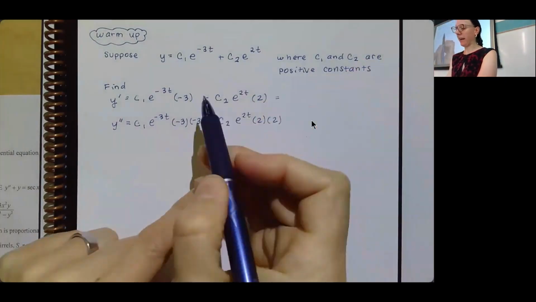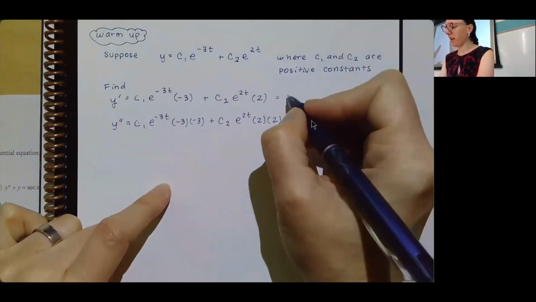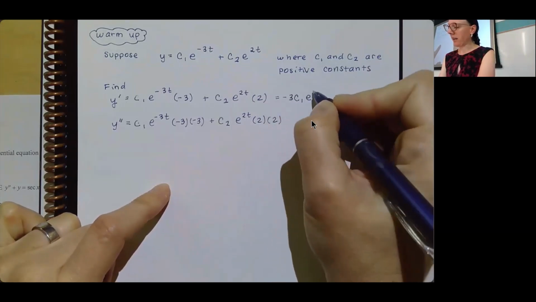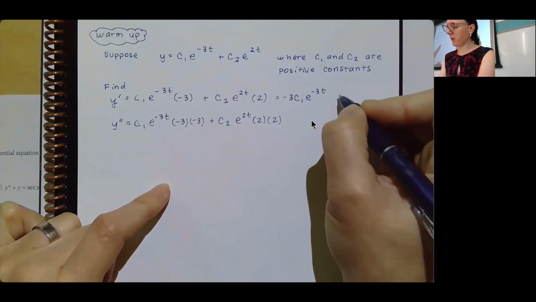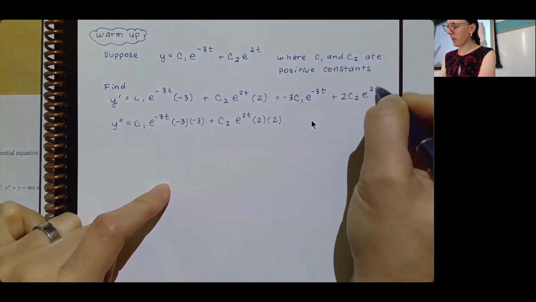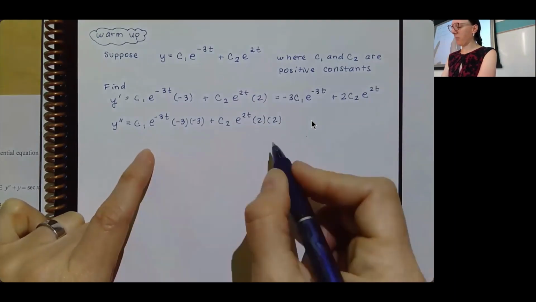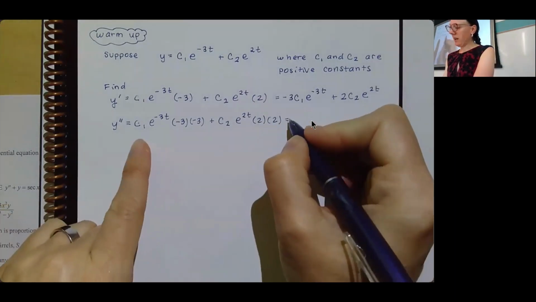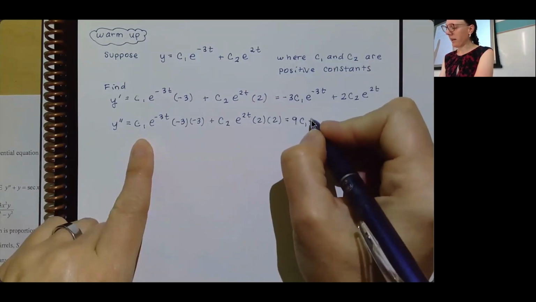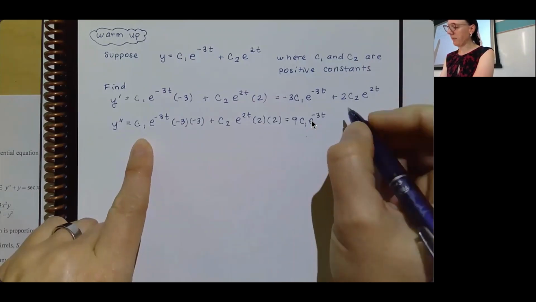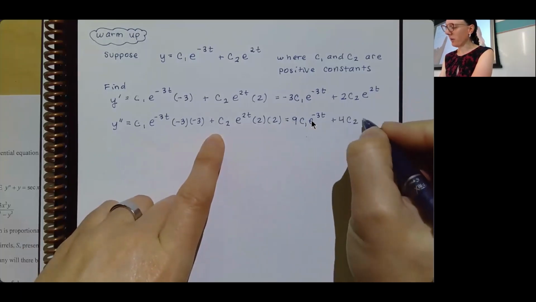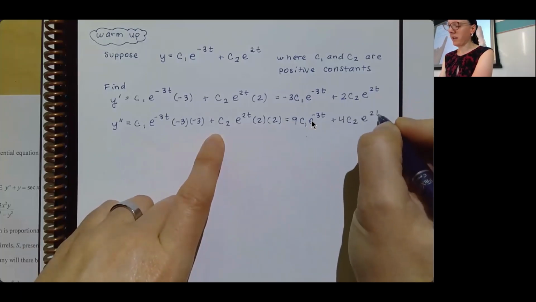So that first one, I am going to move the constant to the front and make that negative 3 C1 e to the negative 3t plus 2 C2 e to the 2t. And on my second one here, negative 3 times negative 3 will be a positive 9 C1 e to the negative 3t. 2 times 2 is going to leave me with a 4 C2 e to the 2t.